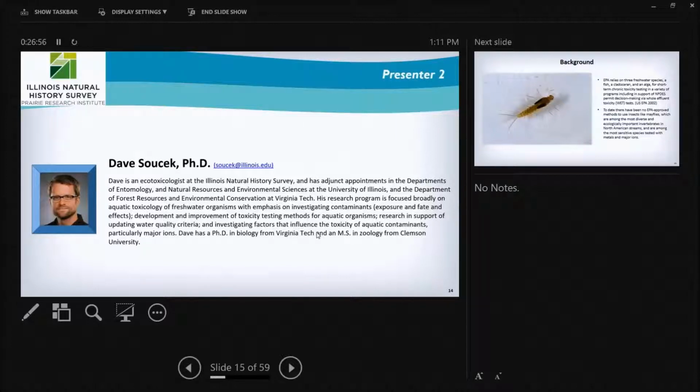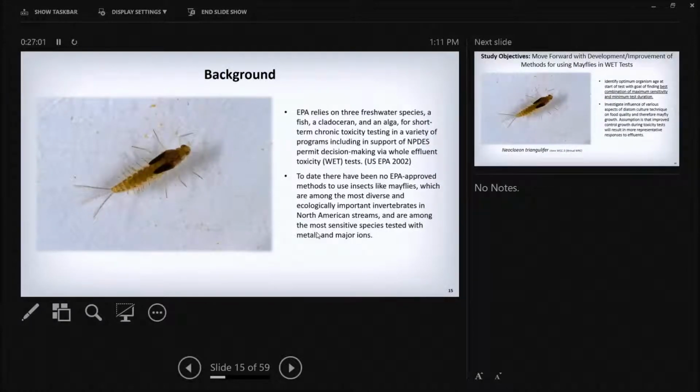Right. So as Teresa said, there's a need to have a sensitive insect species. Aquatic insects are among the most diverse in stream ecosystems, and most important in terms of biomass in stream ecosystems in North America. And as Teresa alluded to, they're quite sensitive to metals and major ions, and also things like neonicotinoid pesticides. So we're working on developing methods for this species.